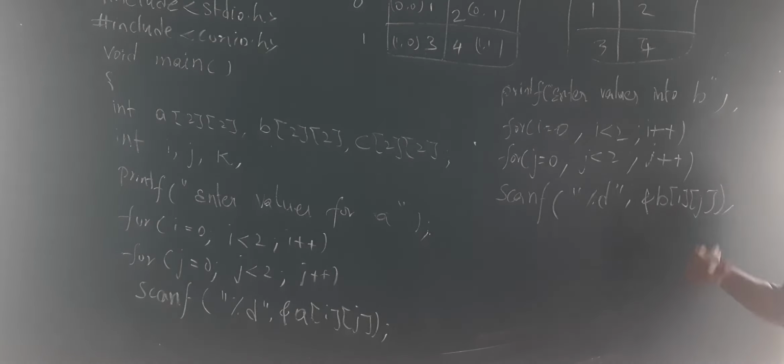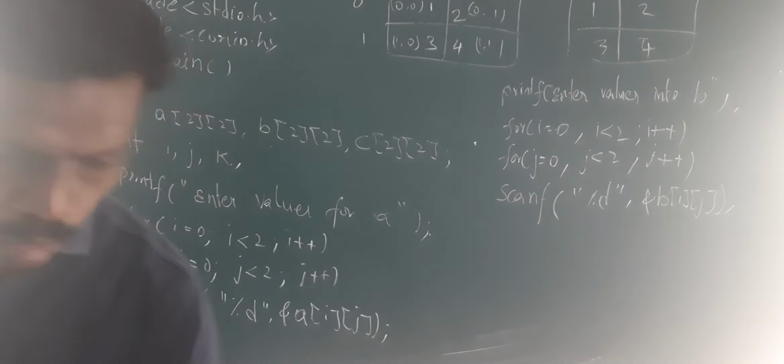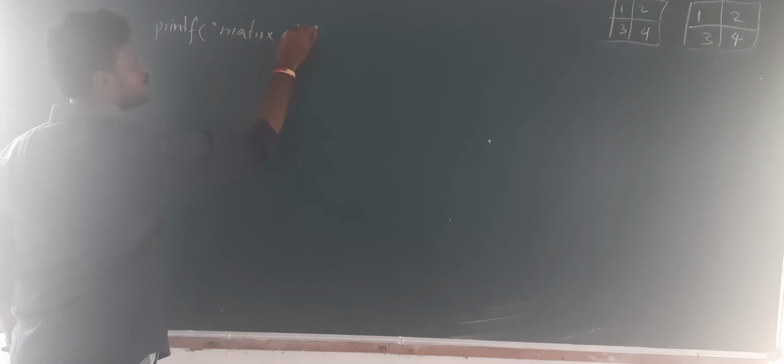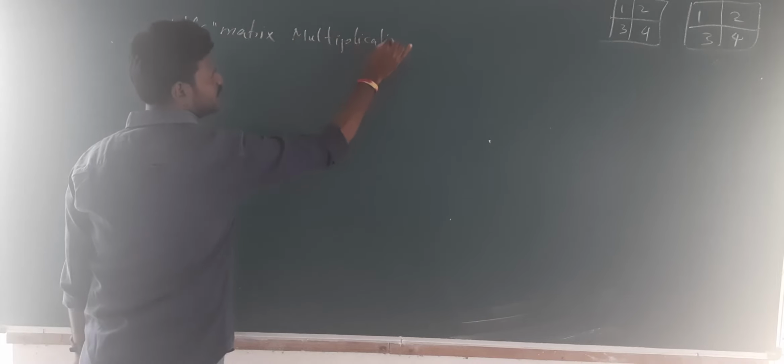Okay, I will go for the matrix multiplication. Are you clear? Right. I hope so it is clear. Now I will erase this and I will go for the remaining. Okay. Now I will write the matrix multiplication. Printf matrix multiplication. I am just writing this for your sake. It is not mandatory to write. Okay. Now what I will do is I will do the matrix multiplication. How I will do, just see.